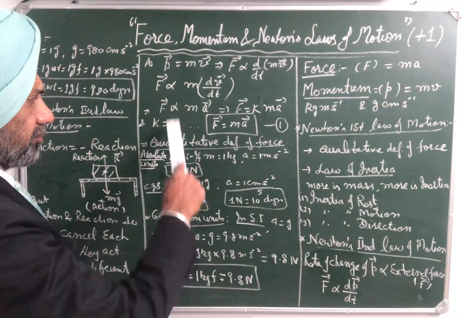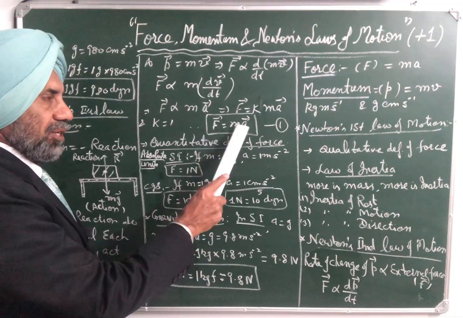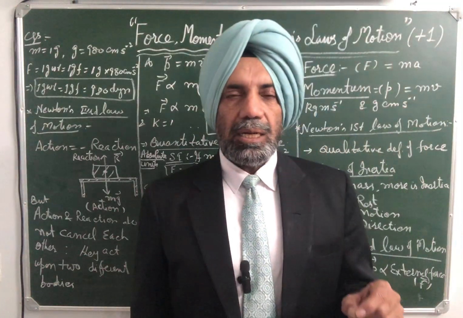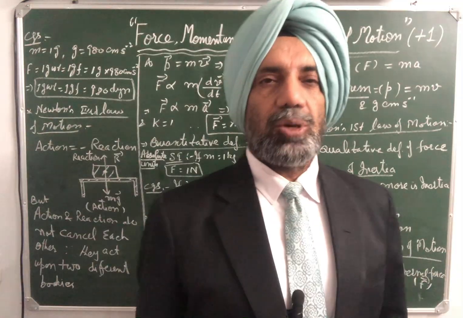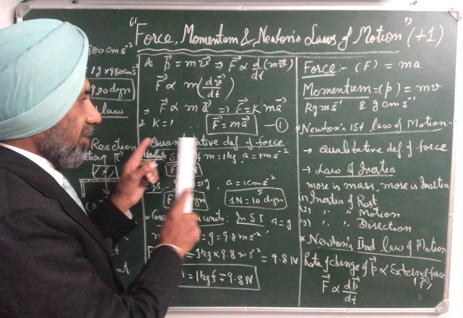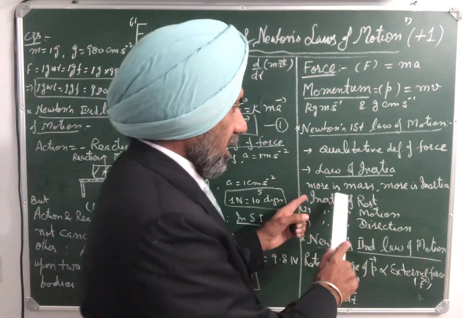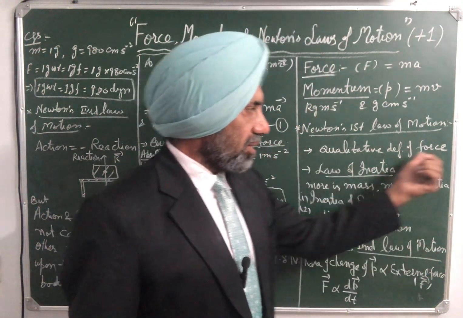So from this equation, we can see this force F is equal to ma. It means this Newton's second law of motion gives the quantitative definition of force. This is the physical significance of Newton's second law of motion. It gives quantitative definition of force. It gives measurement of force. And first law gives qualitative definition of force. This is the physical significance of first law.